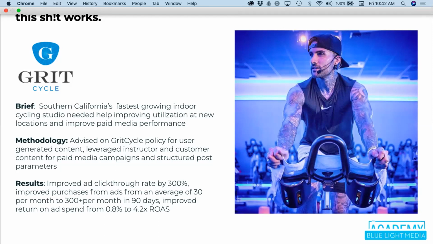And then in addition to that, the return on ad spend, once we started using the content from their instructors and from their customers, went from 0.8 up to 4.2 return on ad spend. So in this specific scenario, we used the instructors as the influencers for Grit Cycle.